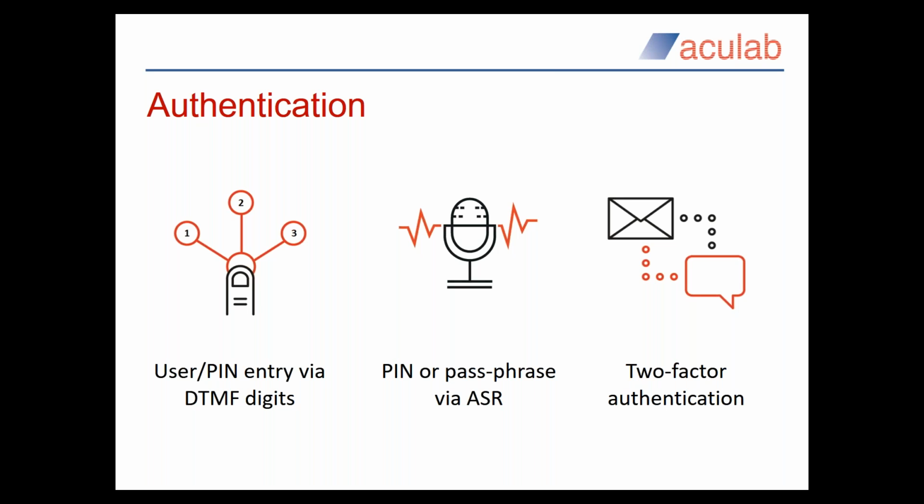Another option for providing an additional layer of authentication within a web-based application is two-factor authentication, where a one-time PIN is provided to the user either via SMS or voice call, and then the user enters this PIN during the login process to verify themselves. This can easily be achieved using Acculab Cloud's voice and messaging APIs.